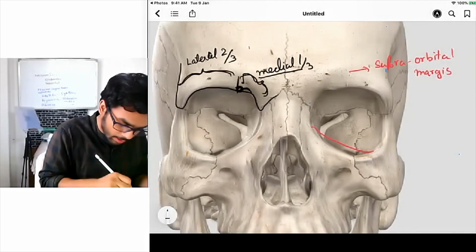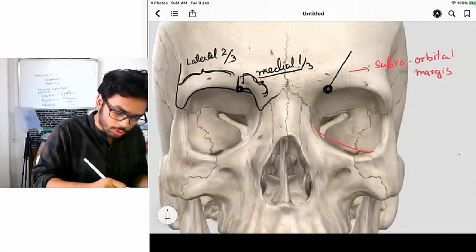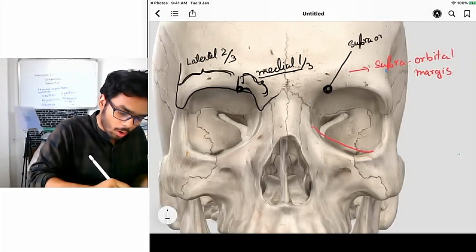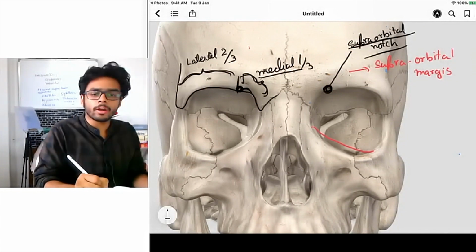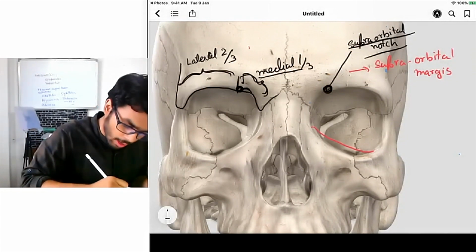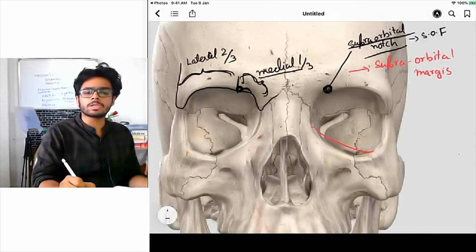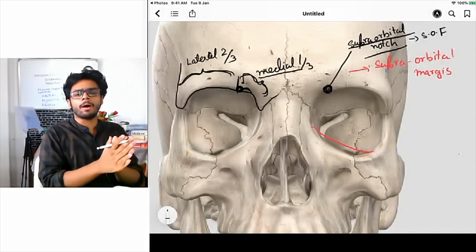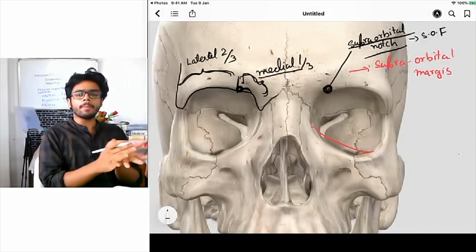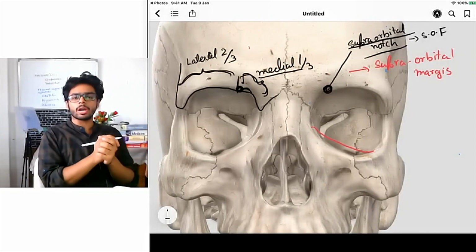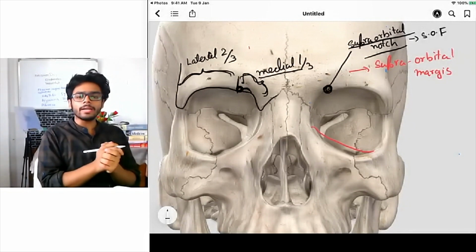Am I clear? Here we have a notch. Can you see the notch? This notch is known as the supraorbital notch, and here we have a foramen called the supraorbital foramen. We will study those foramina in detail later. First we are getting a proper idea about these structures. Okay, we studied the supraorbital margin. Now we will study the infraorbital margin.